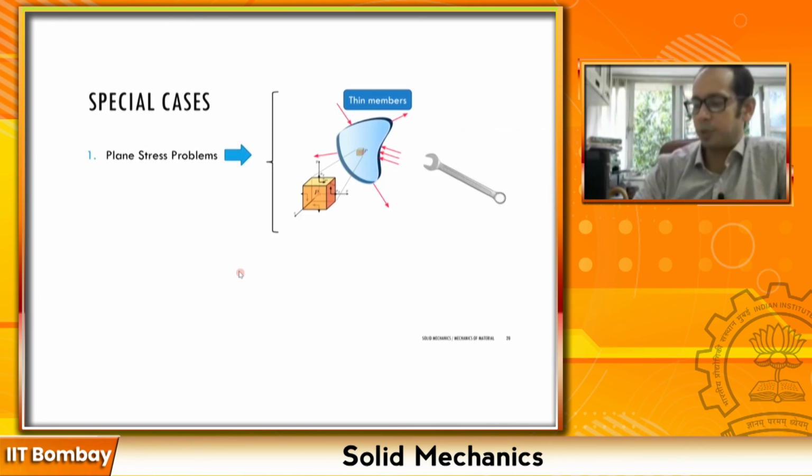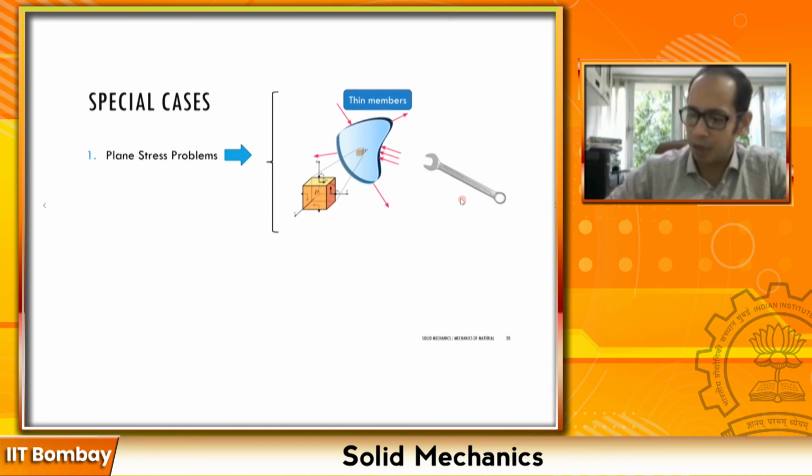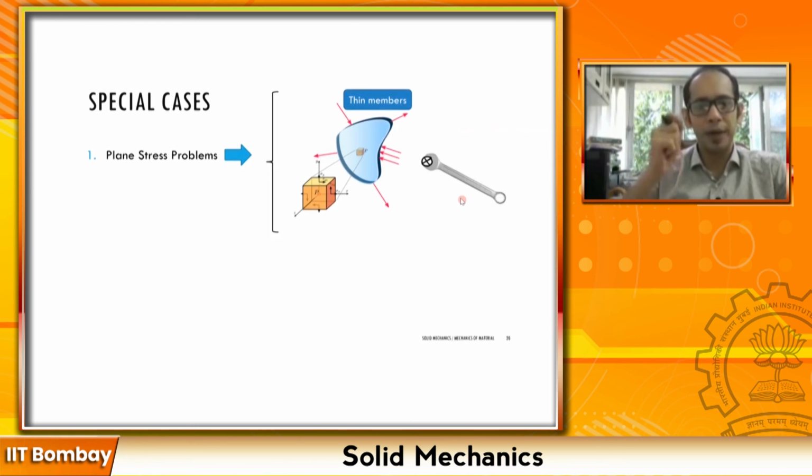The plane stress problem is applicable to members which are thin, right? When members are thin and you're essentially applying the load along only one particular plane, such that the stresses about the other plane vanish, right? For example, the one that you see over here is a spanner or a wrench. Remember how these operate? You typically have a bolt over here, and you take the spanner and rotate it to tighten that particular bolt.